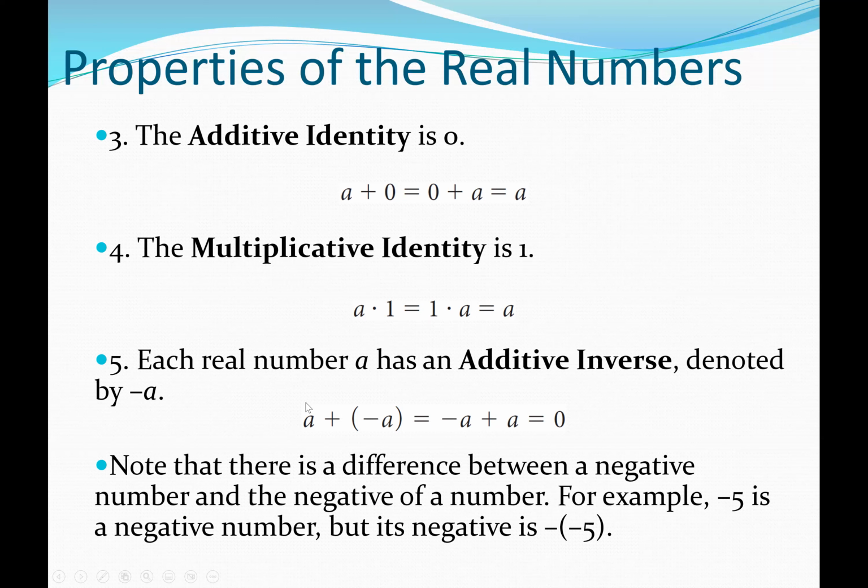Also, we say each real number A has an additive inverse, which is denoted as negative A. So for example, A plus negative A, the answer will be 0. And then we should also know that there's a difference between a negative number and the negative of a number. For example, negative 5 is negative 5, but its negative will be positive 5.